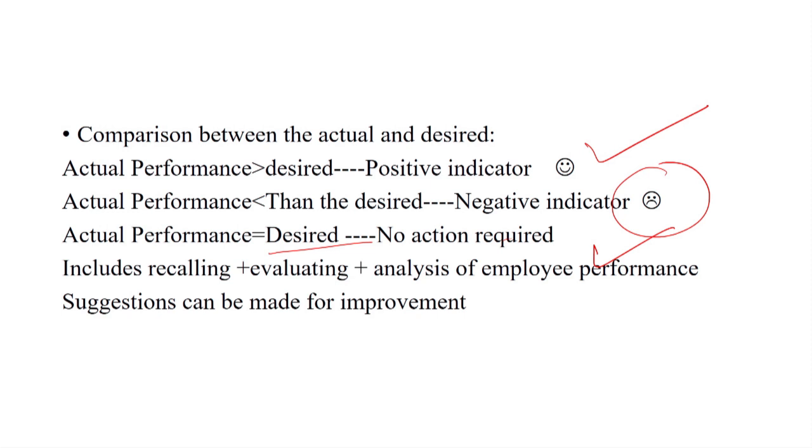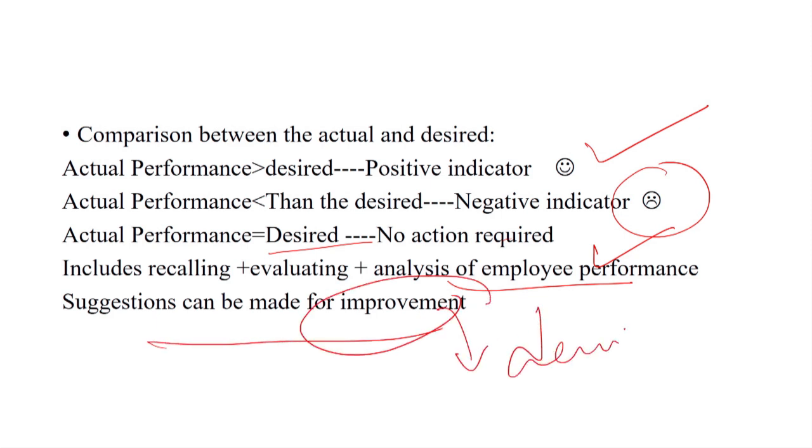Then it includes recalling, evaluating, and analysis of the employee performance. Suggestions can be made for the improvement. This improvement will basically come when there are deviations. If there are no deviations, naturally no improvement. If you are living up to the expectation of the company, you are performing as it is needed, then we do not require much from you. If there are shortfalls or deviations, only then is action needed.